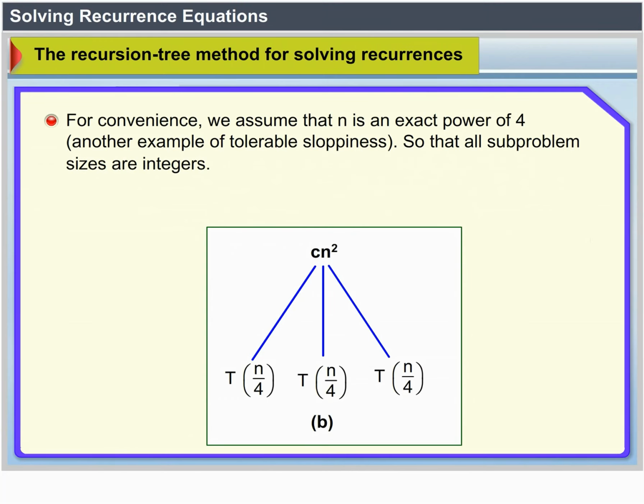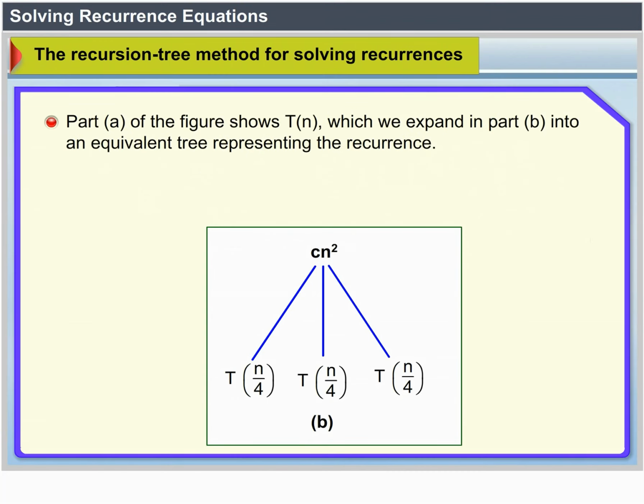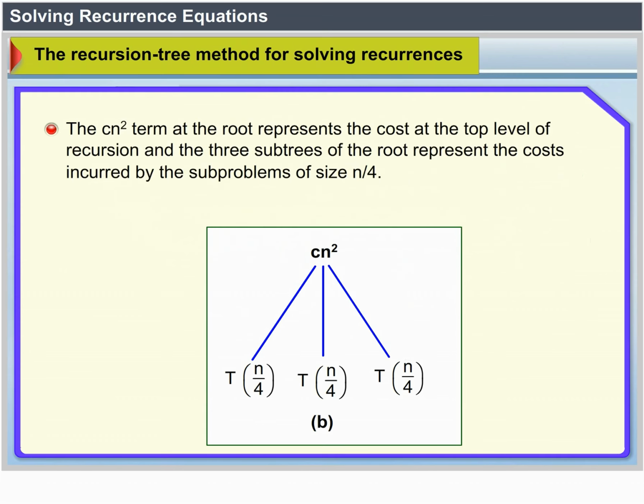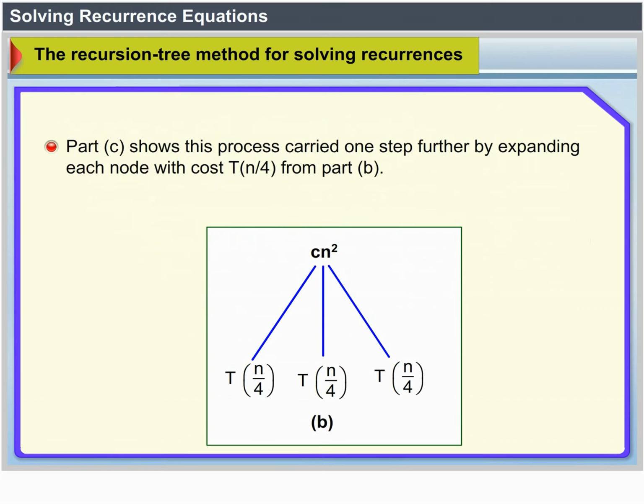Part A of the figure shows T(n), which we expand in Part B into an equivalent tree representing the recurrence. The cn^2 term at the root represents the cost at the top level of recursion, and the three subtrees of the root represent the costs incurred by the subproblems of size n/4. Part C shows this process carried one step further by expanding each node with cost T(n/4) from Part B.